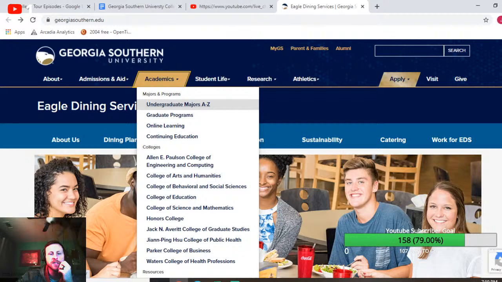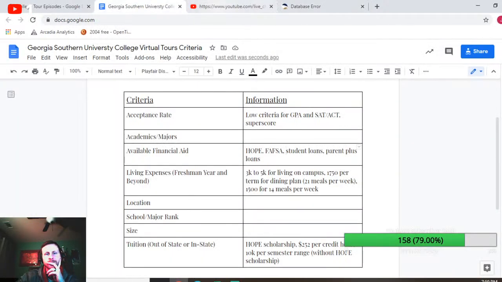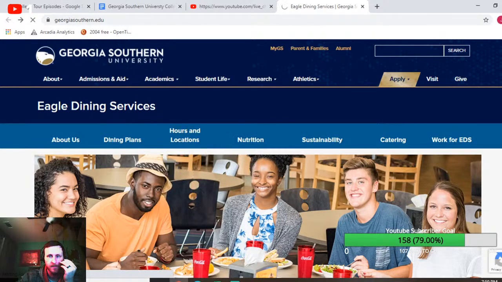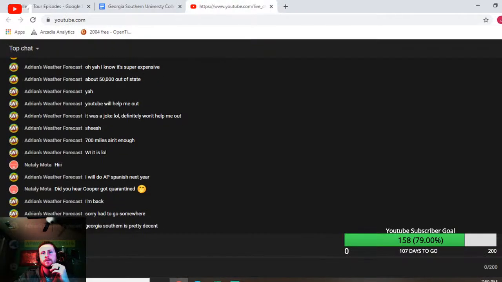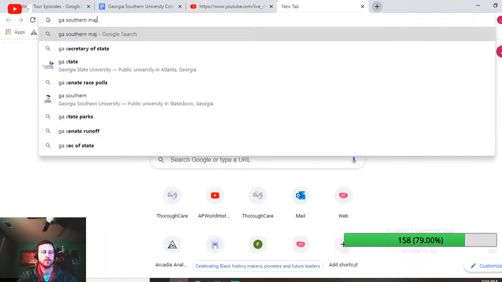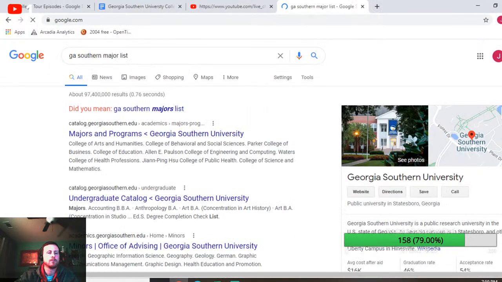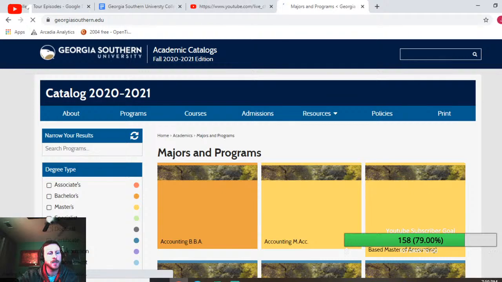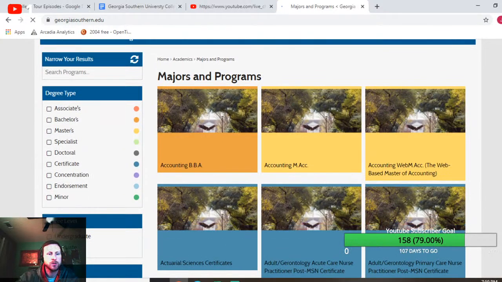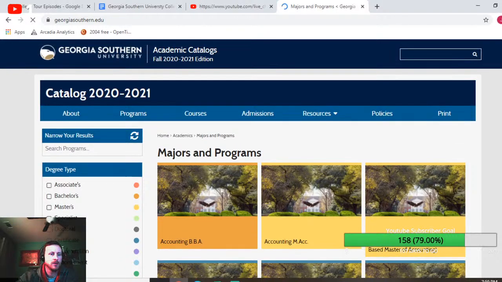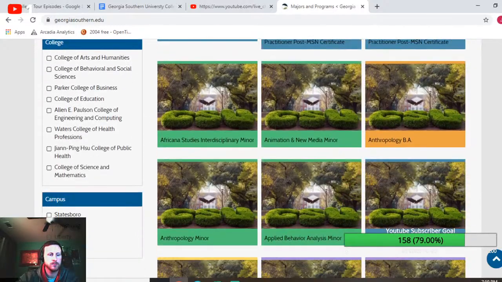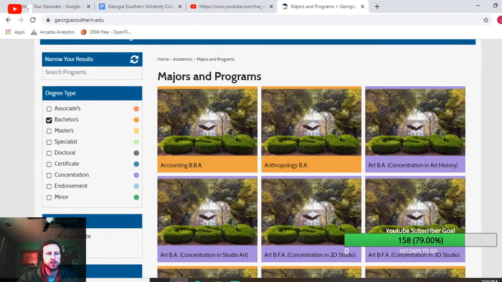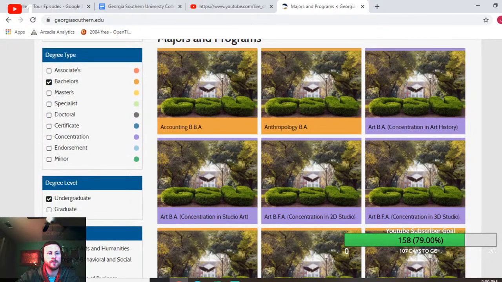Let's look at some of their academics. So programs and majors. Oof, error. Let's see what we got here. Let's see. Here we go. Okay, I wish it gave me a total number. So let's just stick to Statesboro. Let's look at just bachelor's, degree level undergraduate.